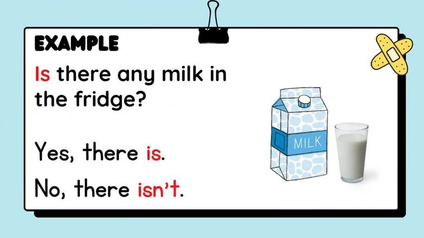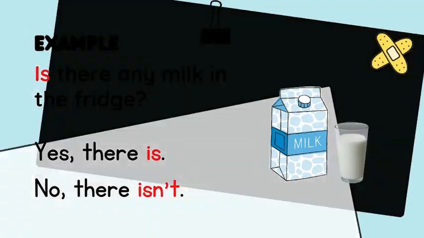For example, is there any milk in the fridge? We use is there because milk is uncountable. And we respond with yes, there is, or no, there isn't for uncountable nouns.